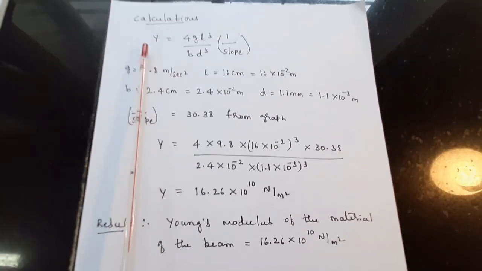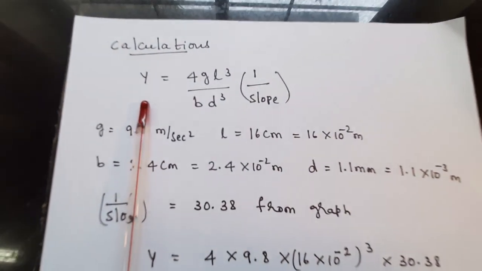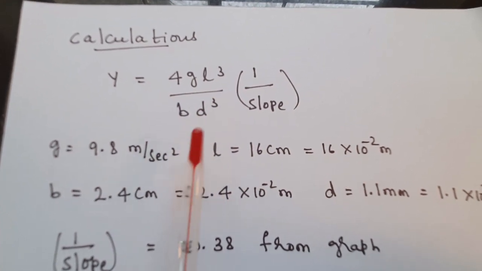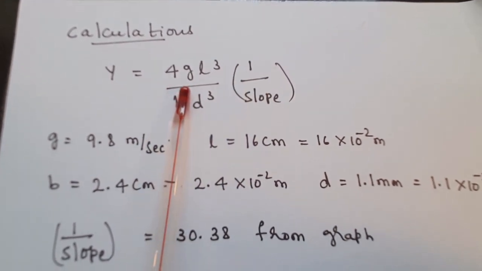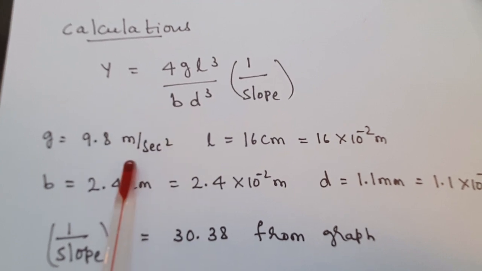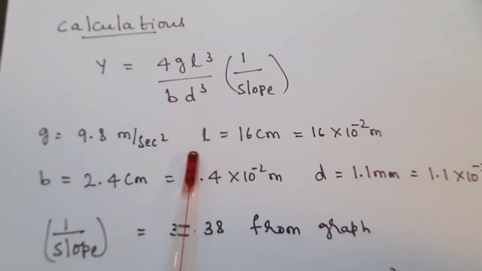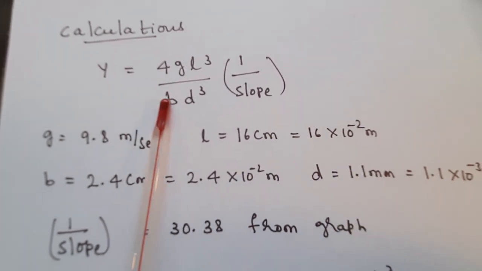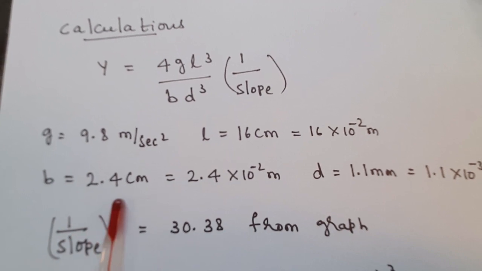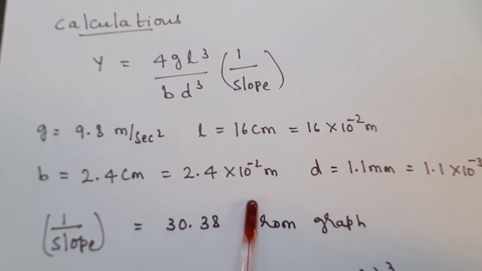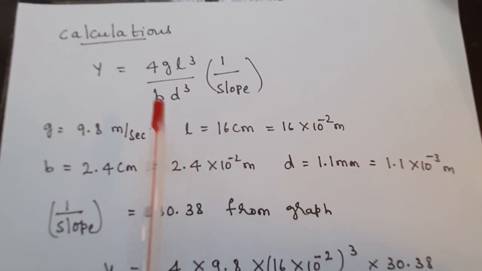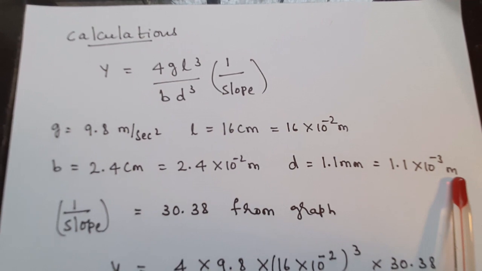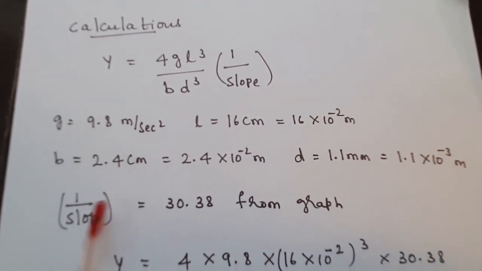Then how to do the calculation? I have already shown you how to calculate the Young's modulus of the given material. Young's modulus Y is equal to 4gL cube by BD cube into 1 by slope. g is acceleration due to gravity, 9.8 meter per second square. L is length of the beam, that is 16 centimeter or 16 into 10 to the power of minus 2 meter. B is breadth of the beam, that is 2.4 centimeter, which is equal to 2.4 into 10 power minus 2 meter. And D is thickness of the beam, that is 1.1 mm or 1.1 into 10 to the power of minus 3 meter. And 1 by slope we have got.